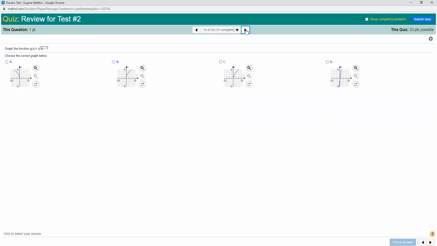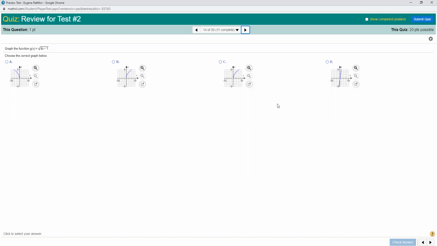All right, so this one is g of x equals the square root of 4x minus 1. Now, I'm going to show you on my calculator what I would do to get the exact graph they got. So I'm going to go to my y equals and put in the square root of 4x minus 1. So the first thing you do is get the radical by hitting second x squared, bring up your radical, and then put in 4x minus 1.